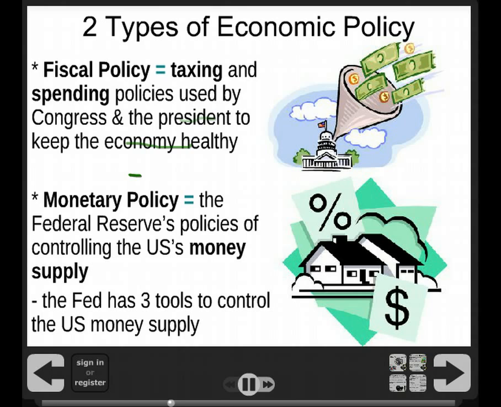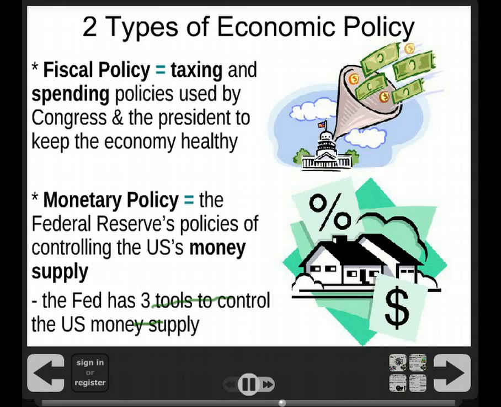The president and Congress control taxing and spending, and the 2 tools they can use, they can either increase or decrease taxes, or they can increase government spending or decrease government spending. And you'll notice how some of these arrows are underlined. We're going to talk more about that on the next slide. A couple keywords to help you remember fiscal policy is the phrase taxing and spending, or the word budget, because that's what fiscal policy is all about.